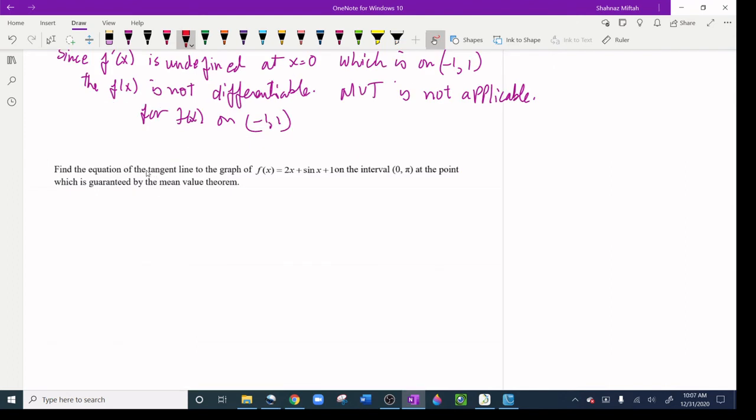Okay, find the equation of the tangent line to the graph of f of x equals 2x plus sine x plus 1 on the interval 0 to pi. Interval means all the x values at the point which is guaranteed by the mean value theorem.